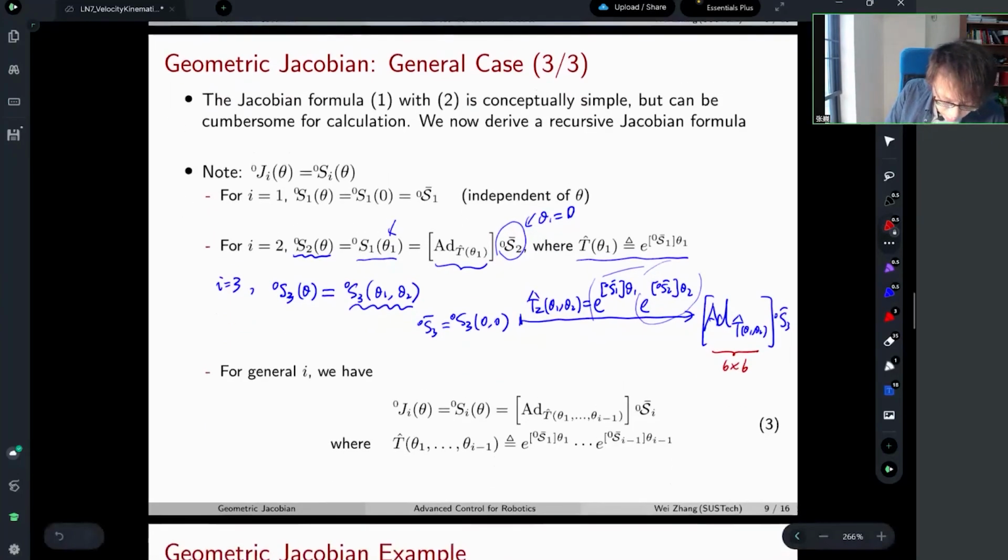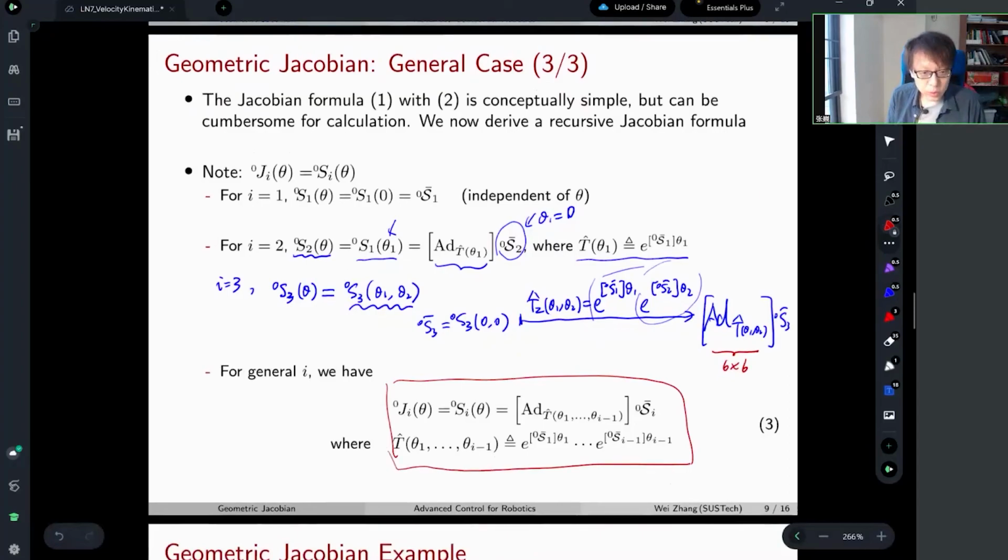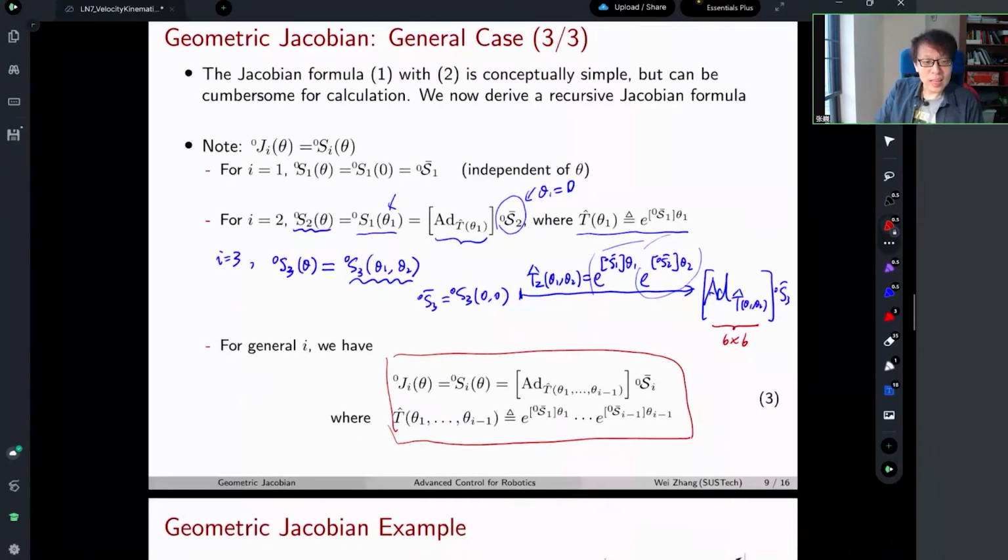Okay, so in general, we'll have this formula. Of course, you can look it up whenever you want, but it should make sense to you. I don't want you to memorize it, but every single symbol in this equation should make sense to you. Okay, the ith column of J is the ith screw axis.